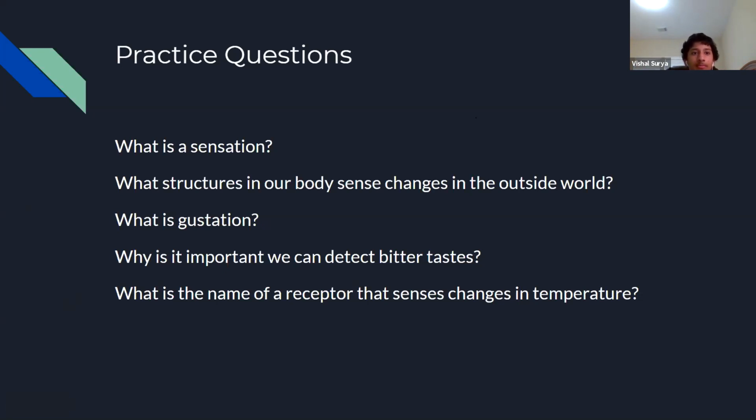Bitter sometimes equals poisonous. Yeah, sometimes. But that's just the main thing that our ancestors used. Some people actually like bitter taste. I don't know why, but yeah. And gustation, if you remember, is taste. And the receptors that sense changes in temperature are known as thermoreceptors, because temperature is thermo. Thermo means heat.